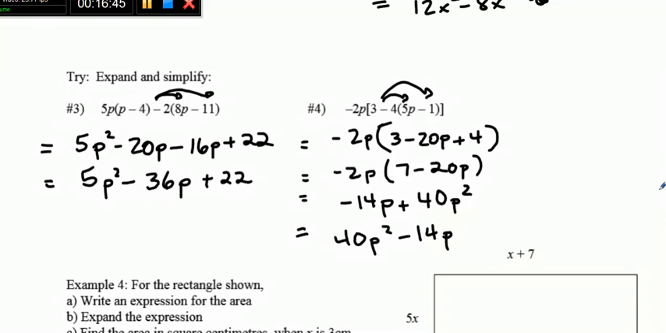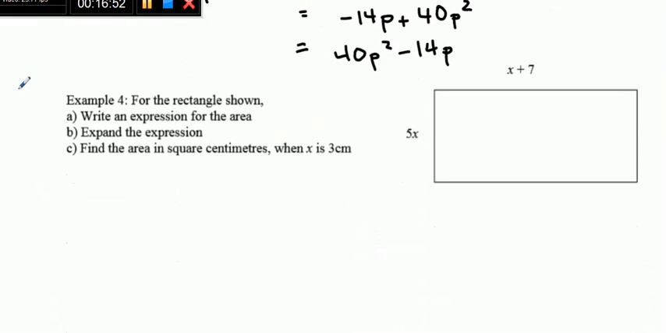Okay, did you get those two right? Those were tricky, that's for sure, especially the second one. All right, last example. It says write an expression for the area of the rectangle. Well, we know that area is equal to length times width, so let's write that down. And we have the length is x plus 7, and the width is 5x.